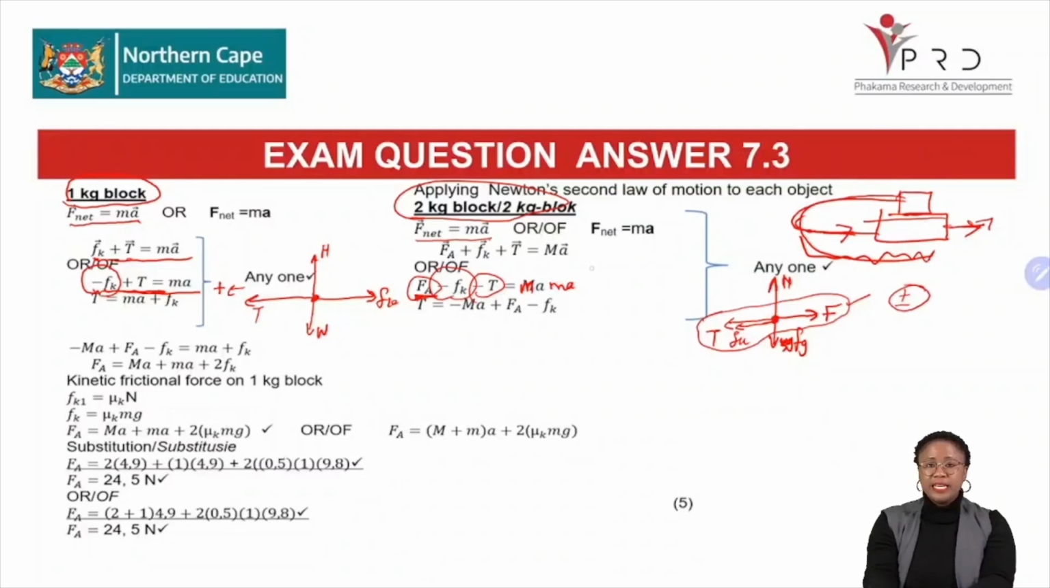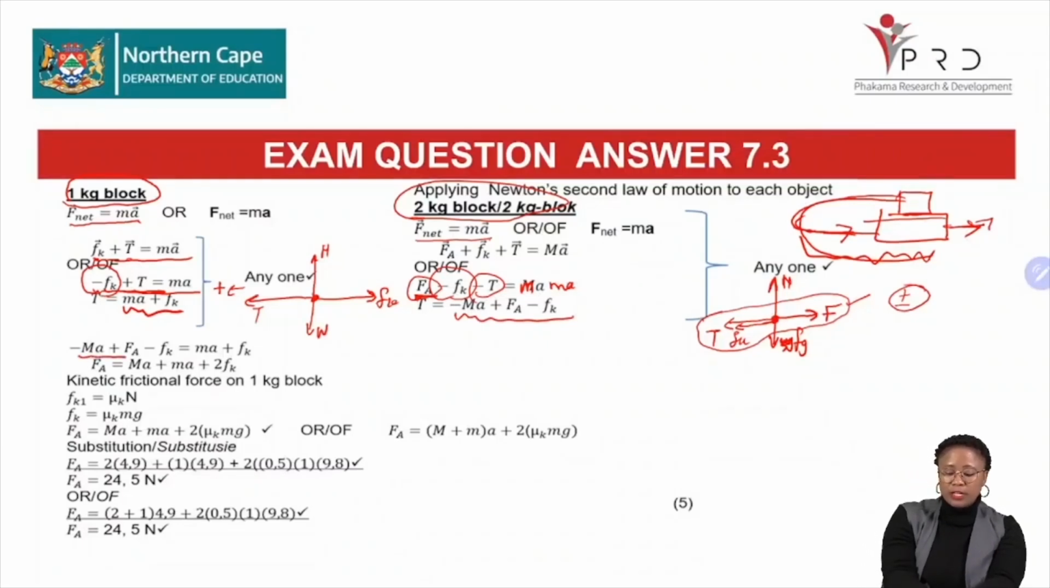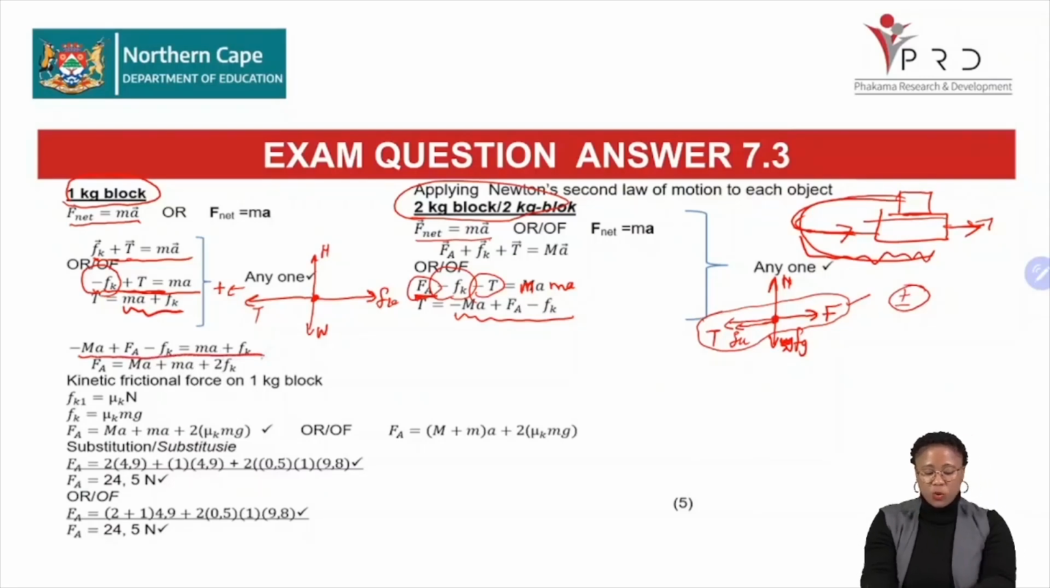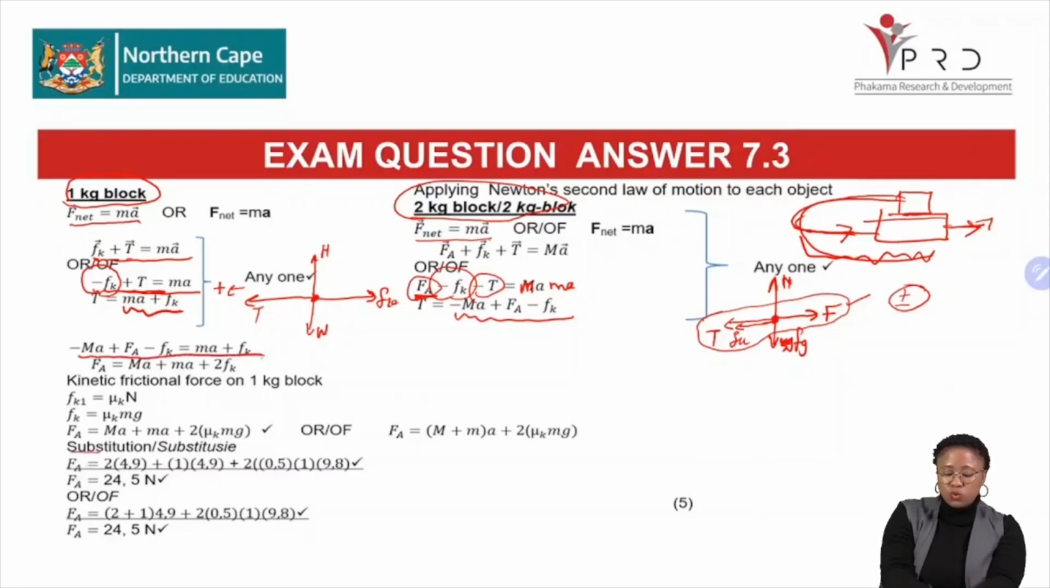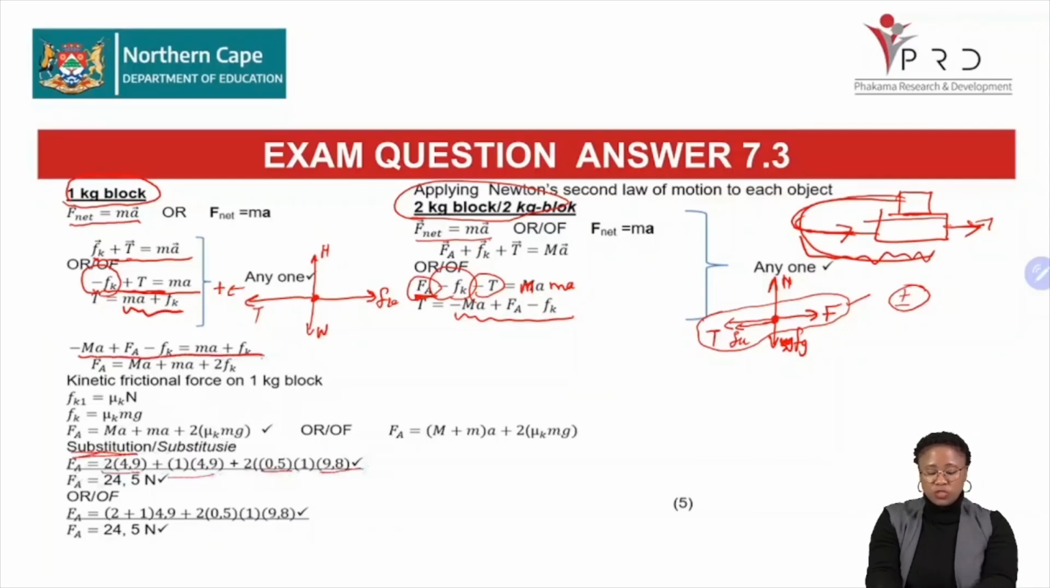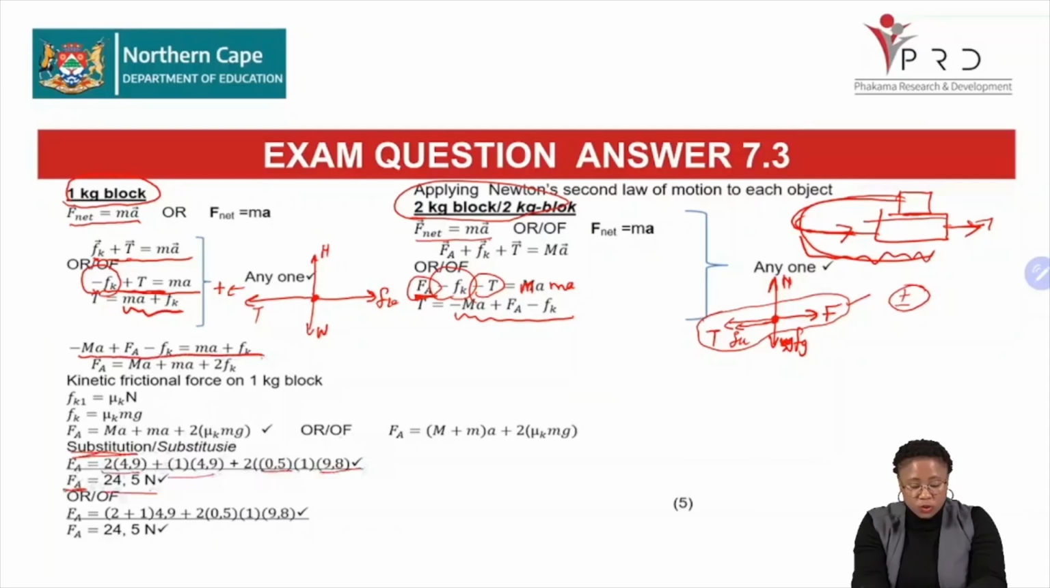Now that I've indicated that, the next thing I'm going to do is make T the subject of the formula, which is what I've done here. I've made T the subject of the formula. Over here, I've also made T the subject of the formula. The next thing I'm going to do is to equate my two equations. After equating, I can then go to my substitution. From my substitution, I have included my substitution over there. And if I've substituted correctly, I'll get my FA as 224.5 newtons. Very important.